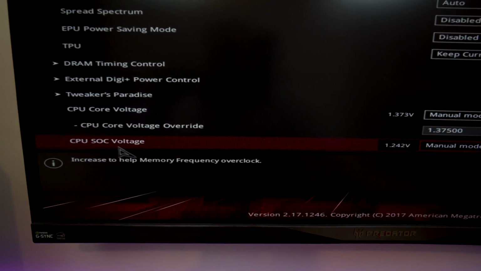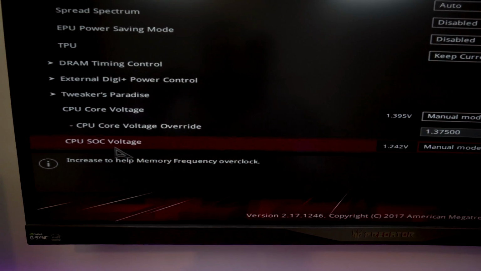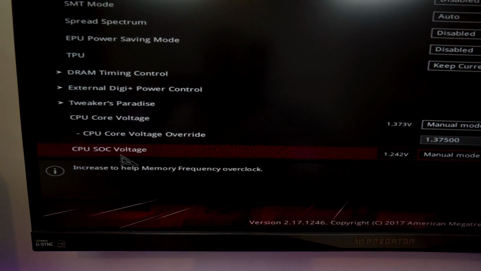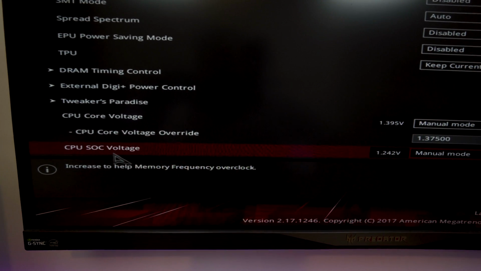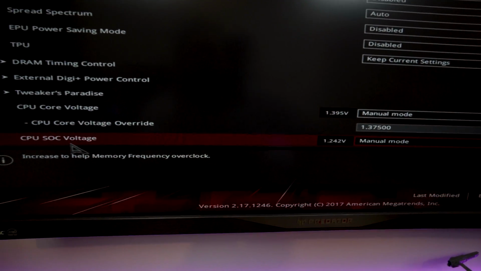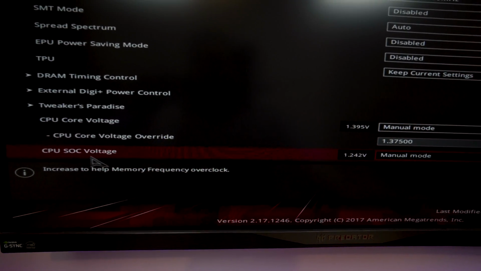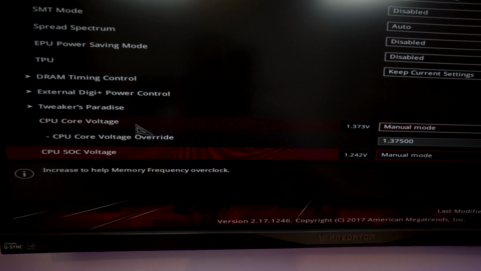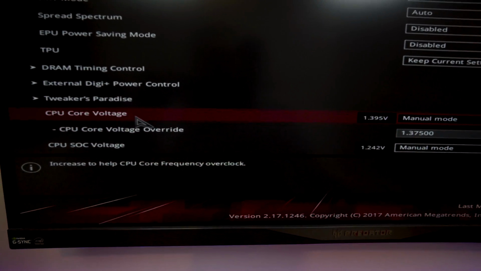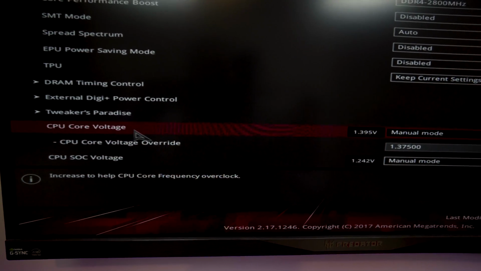CPU SOC voltage, it can be helpful to increase your SOC voltage if you're having problems with your memory overclock. Definitely try to go no higher than 1.3. It's a very quick way to fry your board if you mess around with that too much and don't know what you're doing. Just on CPU core voltage, before I move on from that, I've described that already, guys.